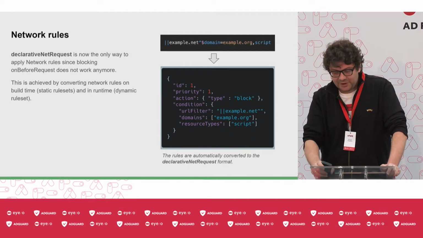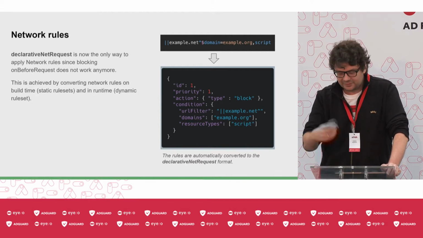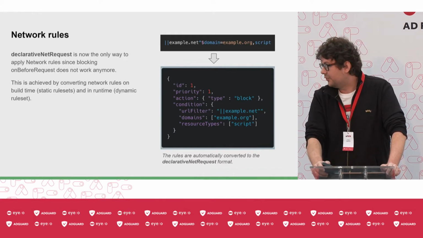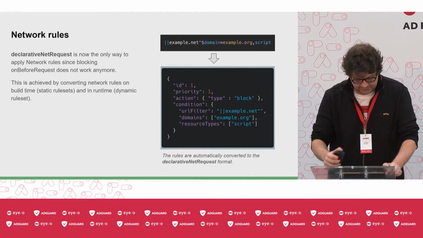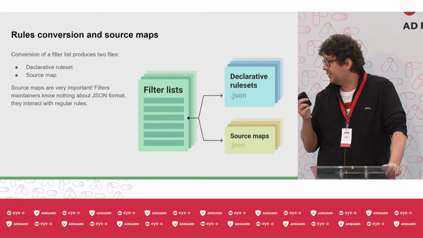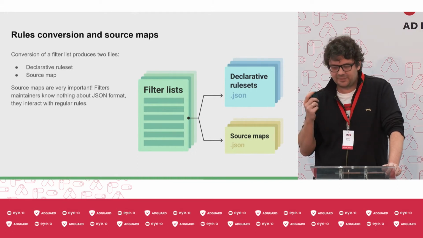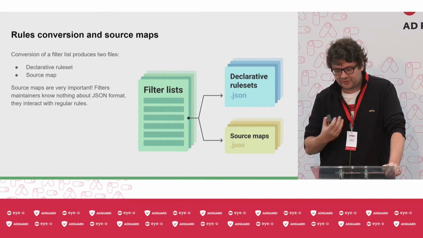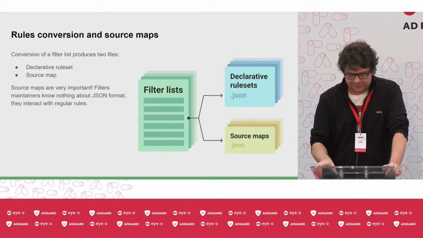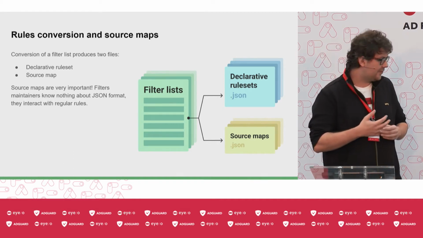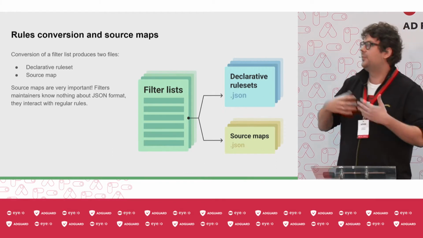It's not much of a problem. We did this already with Safari content blocking. Now we do this with MV3. Not a big deal, but it's important to realize. And filters conversion, this mechanism, actually produces two different artifacts for every filter list. This is a declarative rule set and a source map. And source map is a very important concept that will appear here.